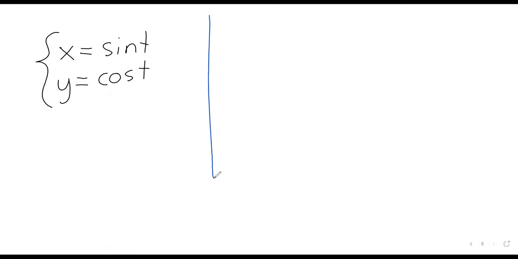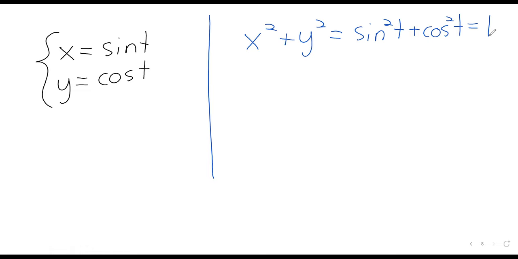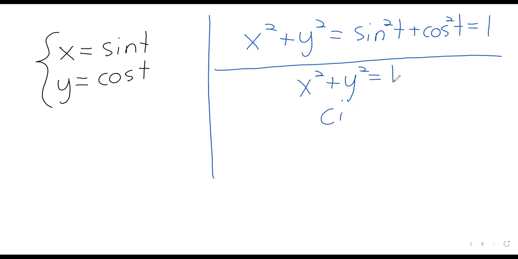The trick here is that if x is the sine and y is the cosine, then x squared plus y squared is the sine squared plus the cosine squared. And the Pythagorean identity says that the sine squared plus the cosine squared is 1. So cutting out that middle term, x squared plus y squared equals 1. And again, if you don't remember what that graph looks like, eliminating the parameter is a little pointless. But I'll remind you if that's the case.